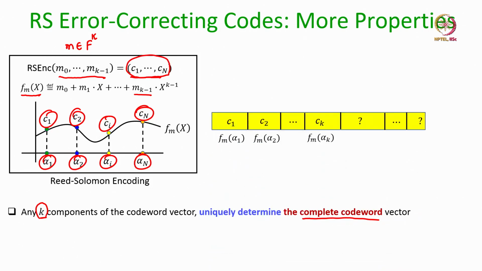So, for demonstration, imagine that I give you, say, the first k components, but as I said, whatever I am claiming here holds for any k components. So, imagine you are given only k components of the code word, and you are not given the remaining components; they are unknown to you. Of course, you know the values alpha 1, alpha 2, up to alpha n, because they are publicly known, and you do not know the underlying message encoding polynomial. But what you know is that the components which are given to you are basically the values of the message encoding polynomial at the corresponding alpha points.